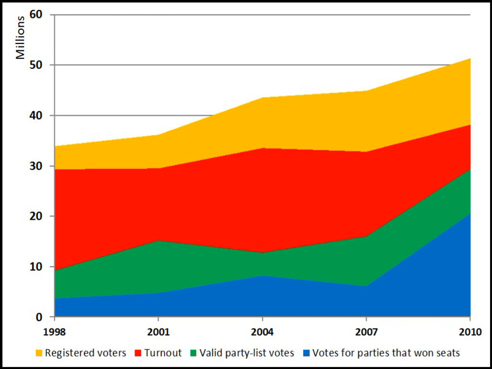See also: Methods of determining winners in party list proportional representation. Highest averages method. D'Hondt method. Sainte-Laguë method. Largest remainder method. Hare quota. Droop quota. Imperiali quota.